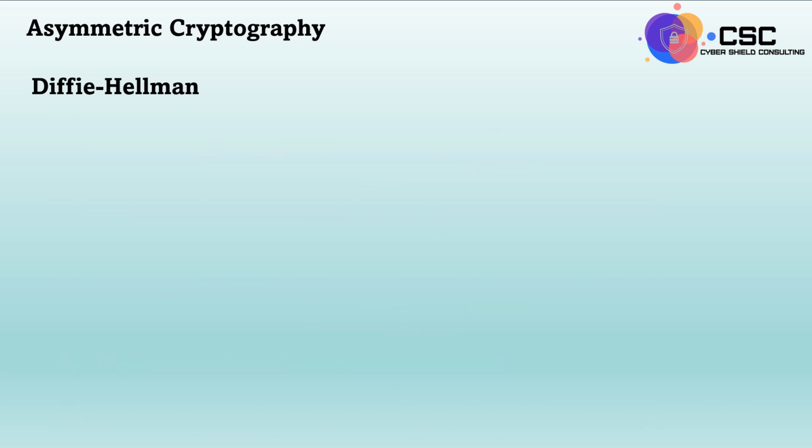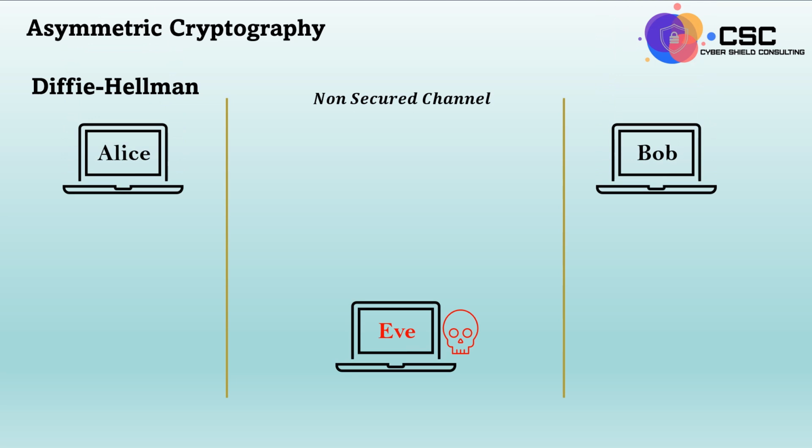Now that we understand how the Diffie-Hellman key exchange works, let's take a closer look at how it happens in a real-world scenario over an insecure channel. Alice and Bob want to securely communicate over a non-secure channel, but Eve, a potential eavesdropper, is secretly listening to their exchange, trying to intercept their information. As before, Alice and Bob agree on two publicly known values, the prime number p equals 23 and the generator g equals 5. These values are openly exchanged and not secret.